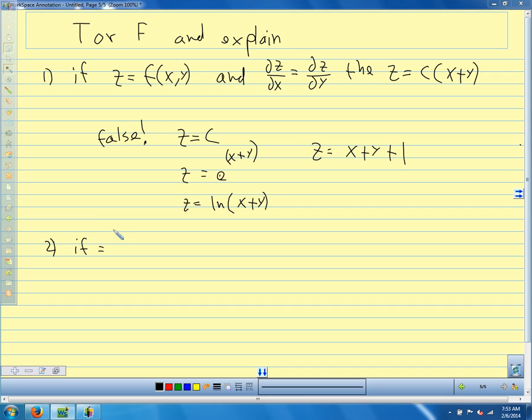Anyway, so if z equals f of x times g of y.